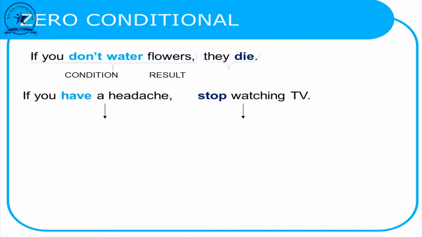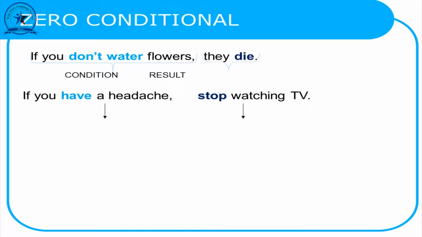The form of the if conditional zero type is that we use the present simple in the if clause and also the present simple in the main clause. As we said before, we can use such a conditional to express facts. And also we can use such a conditional to give a piece of advice.